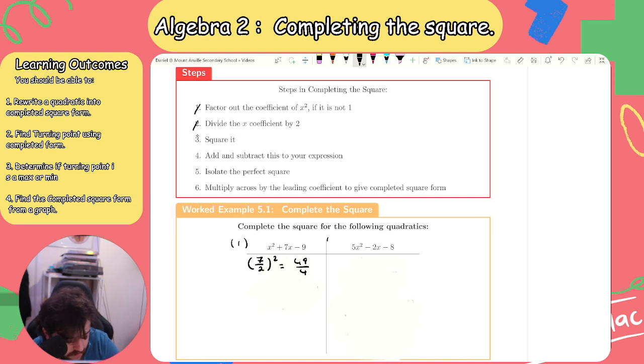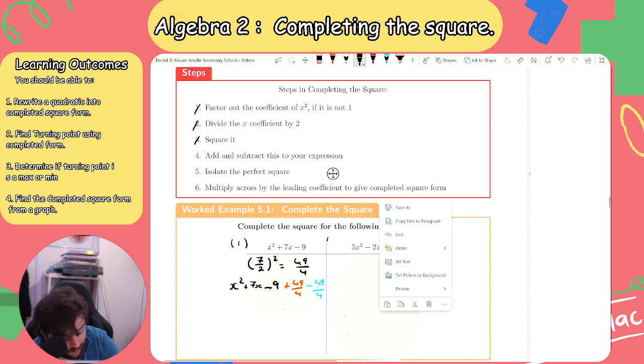Step 4, add and subtract this to our expression. So x squared plus 7x minus 9 plus 49 over 4 minus 49 over 4. Why am I allowed to do this? Because plus 49 over 4 minus 49 over 4 cancel out. That's essentially adding 0 to this expression, so that's why I'm allowed to do this.